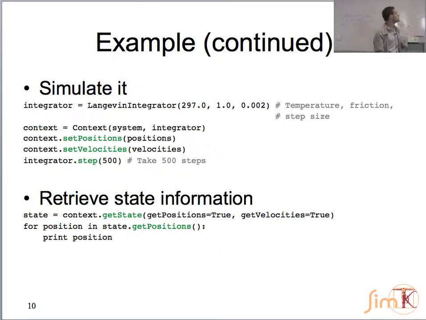And maybe we're also going to set the velocities. In the previous example, I didn't actually do that, which meant the velocities all just started out as 0. But maybe you've got some initial velocities you want to set. And then we call step on our integrator. And that will run for 500 time steps. At the end of that line, it's finished simulating 500 time steps.